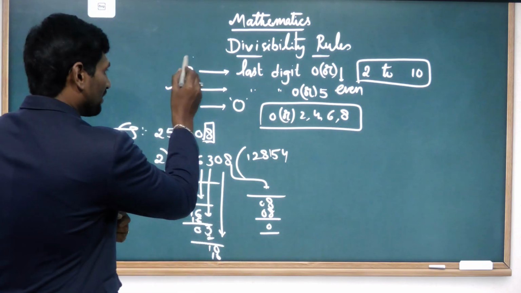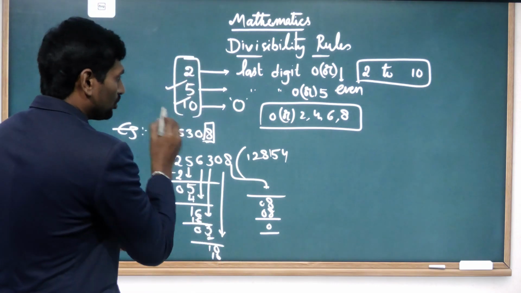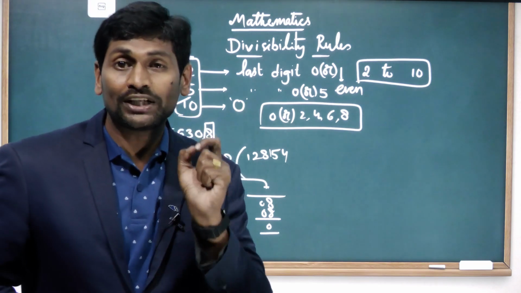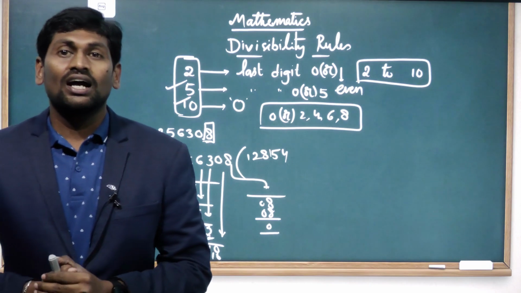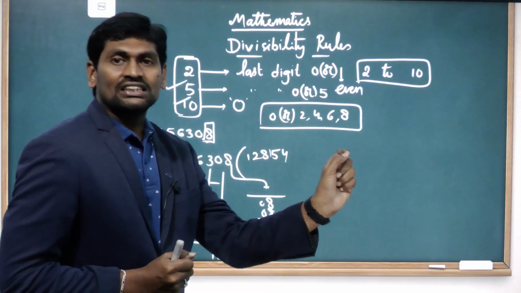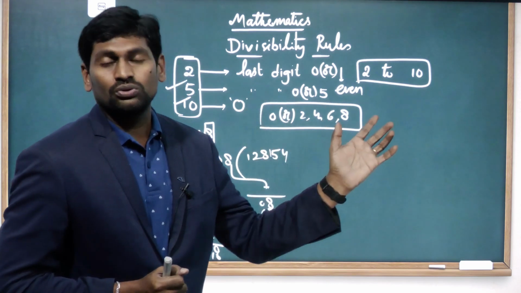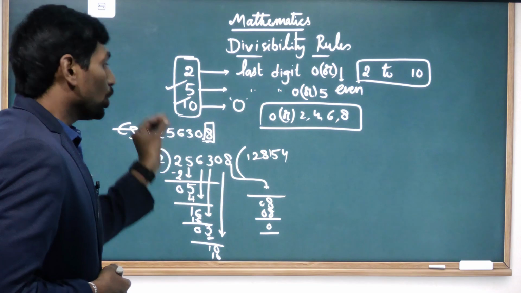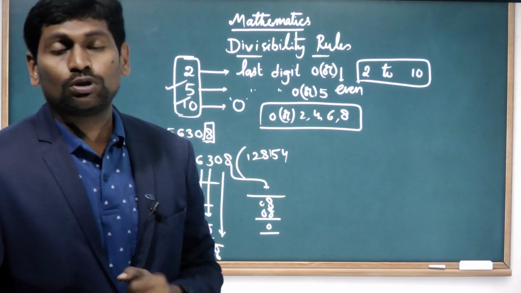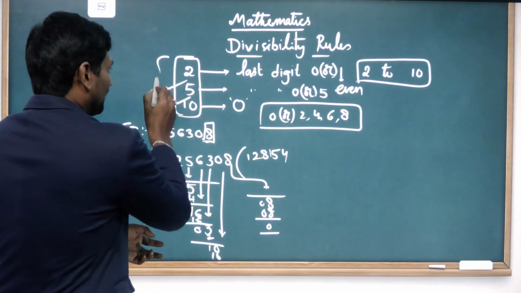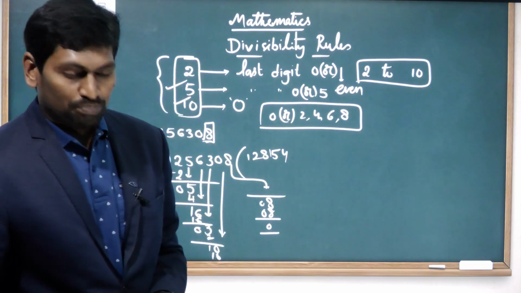So while you are observing these 2 rule, 5 rule and 10 rule, we are just checking the units place digit of a number. If the units place digit is 0 or even, then the number is divisible by 2; or 0 or 5, then divisible by 5; only 0, then divisible by 10. So based on the units place digit, these 3 divisibility rules are derived.